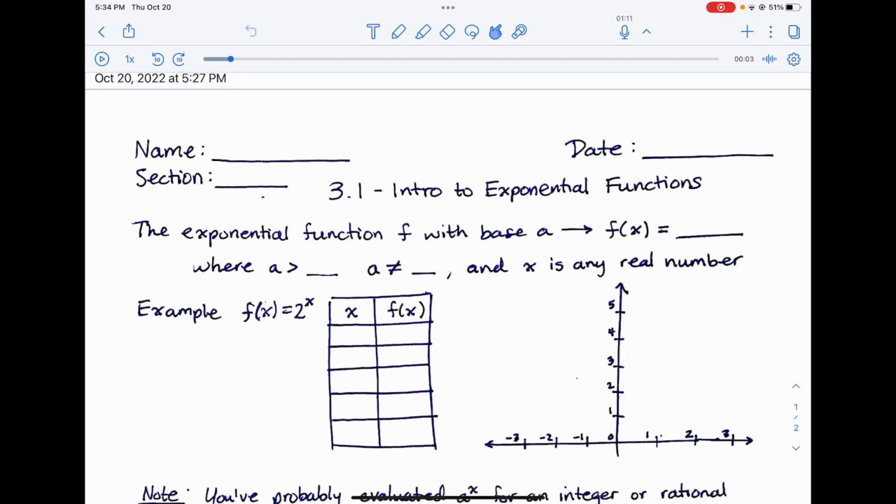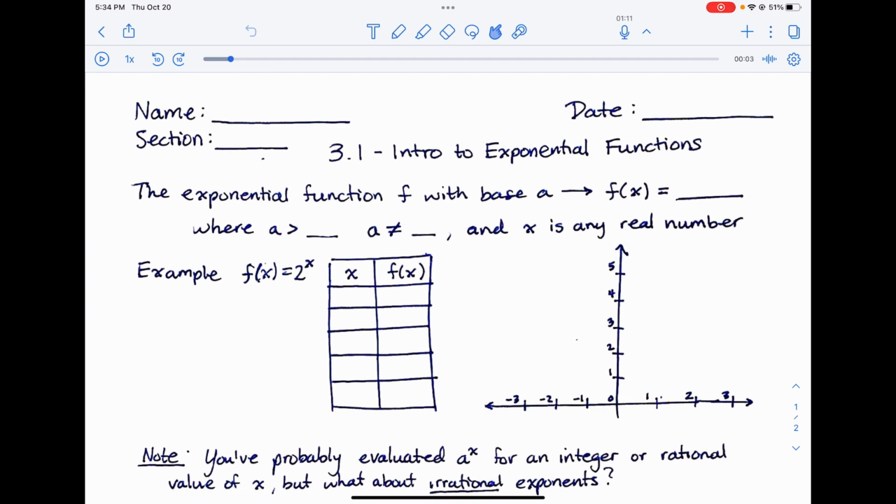I'm here to give you guys the breakdown on these notes here. I'm sorry I can't be there, but we're going to talk about exponential functions today. So this is just another family of functions that you guys have to be aware of.